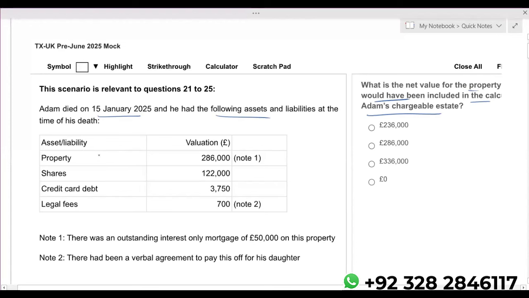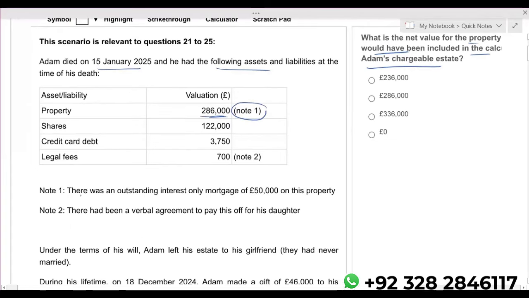Adam died on 15 January 2025 and he had the following assets and liabilities at the time of his death. Property 286,000, and the examiner says note 1. There was an outstanding mortgage of 50,000. So basically from this property 286, we will deduct 50,000. So logically in the death estate, property value will be added, that is 236.